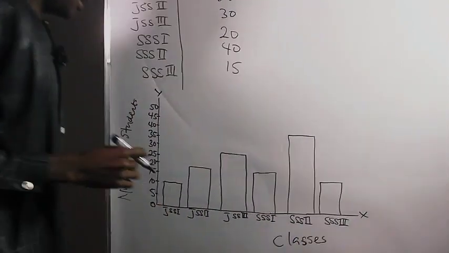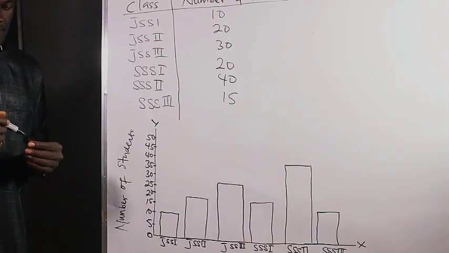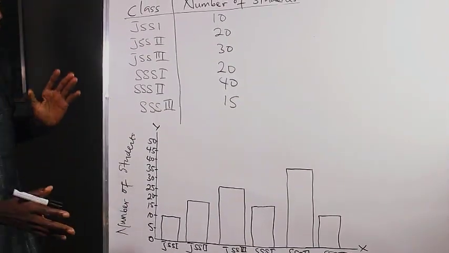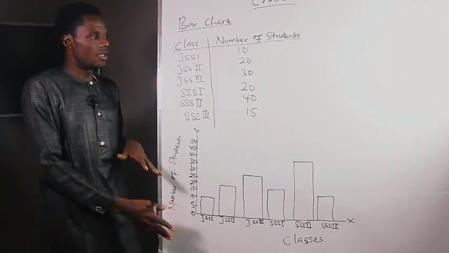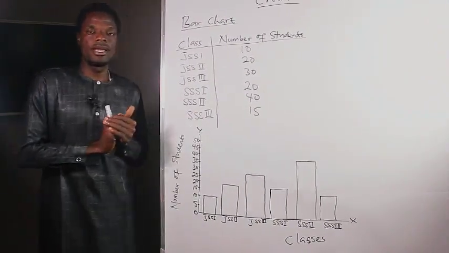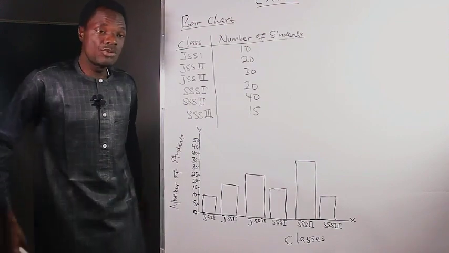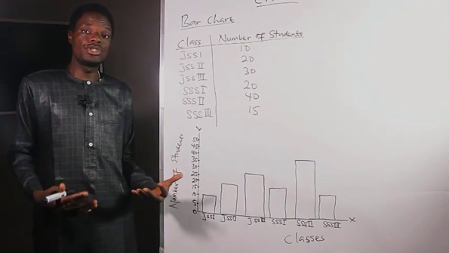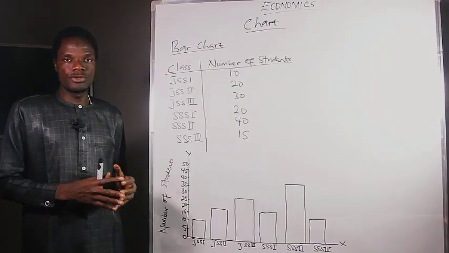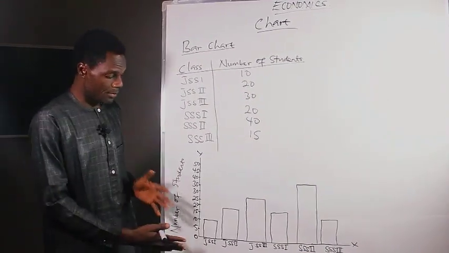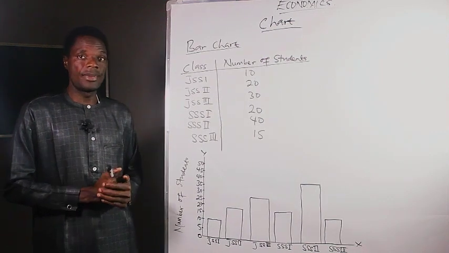So class, this is a bar chart. So as you can see, this one is more clear than the one we have in a table. And in some cases, you have the information just in the text without even putting it in a tabular form, and you'll be asked to draw a bar chart. So this is how to draw a bar chart.